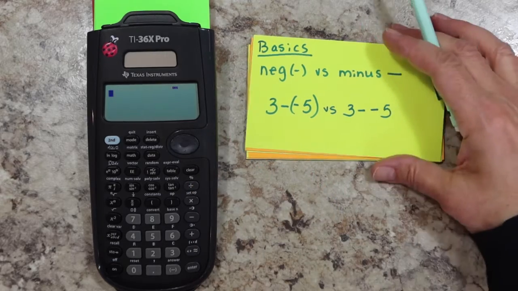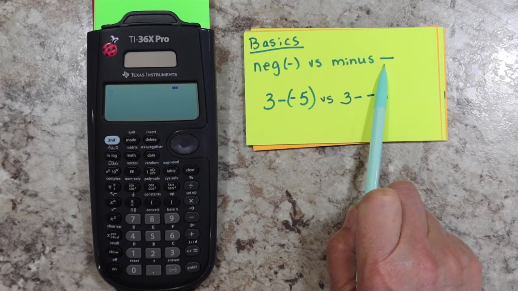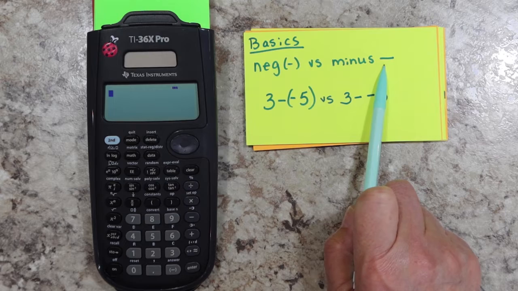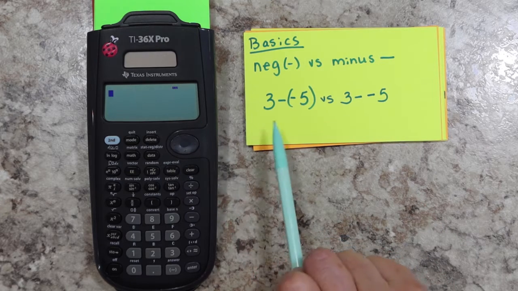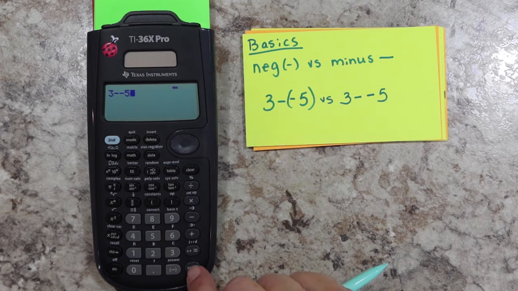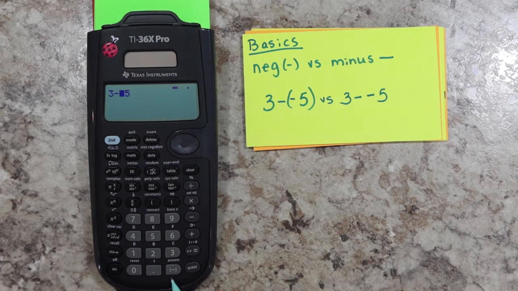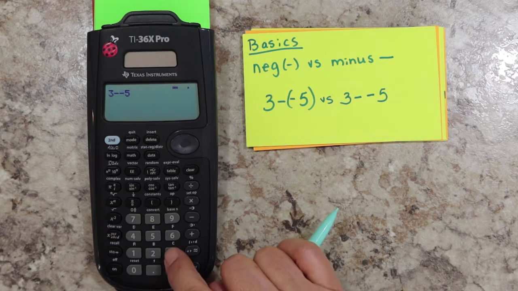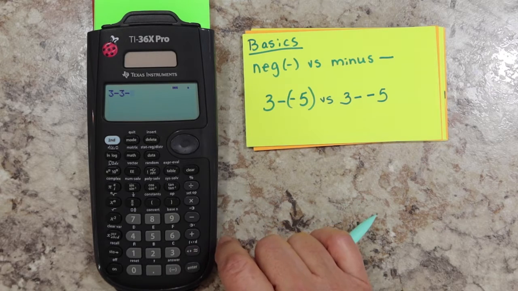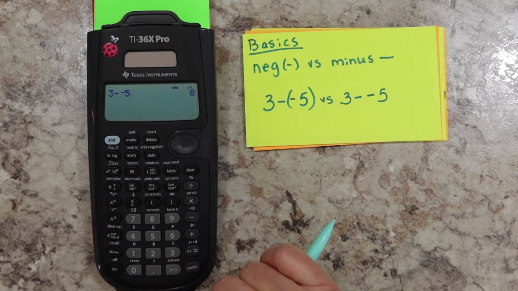Okay, this one's very important. A lot of people get confused between the negative sign and the minus sign. Some calculators use them interchangeably. This calculator does not. So if I put in 3 minus 5, thinking that's 3 minus negative 5, it's going to tell me syntax error. So if you see that, go back and make sure this button down here with the negative in the parentheses, this is your negative button. So you would want to hit 3 minus negative 5, enter, and it gives you the 8.